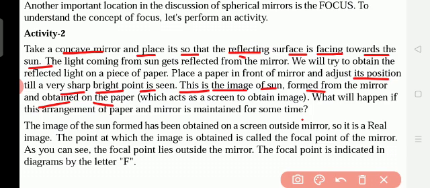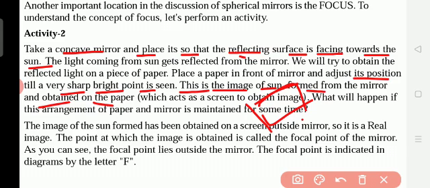Here we are taking the concave mirror. In front of the concave mirror, we keep one white paper and we concentrate on the sun. The sun's reflected light should fall on the paper.